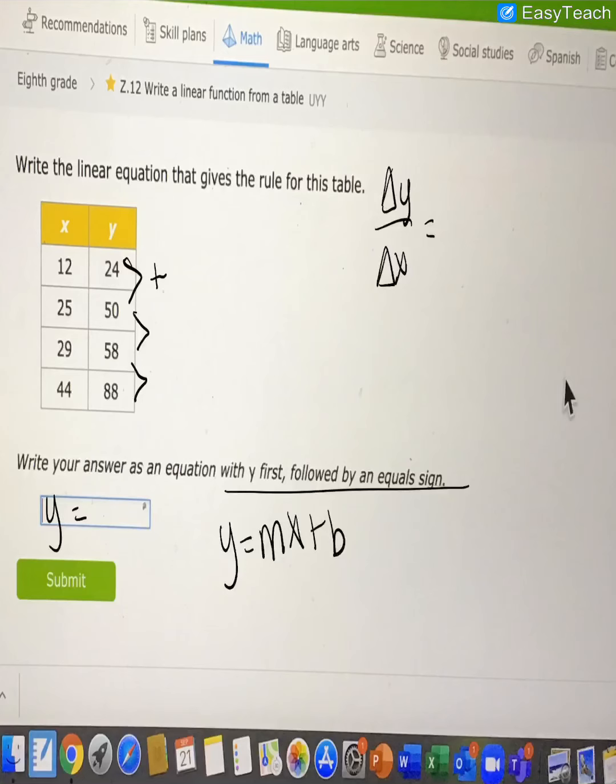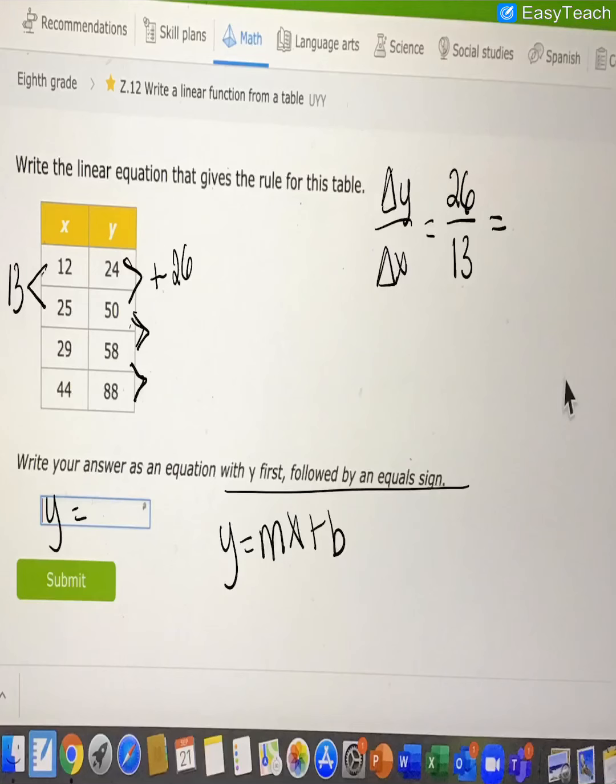Wow, would you look at that? We would be adding 26, wouldn't we? So between 24 and 50, we're adding 26. But on this side, between 12 and 25, what are we adding? We're adding 13. We don't need to do all of these. We only need to focus on 2 points. So our change in x is 13, and our change in y is 26.